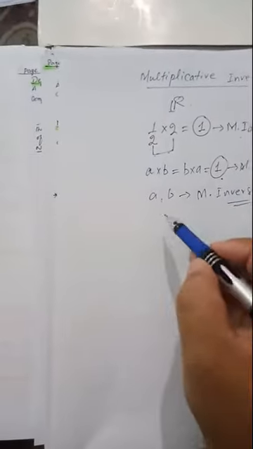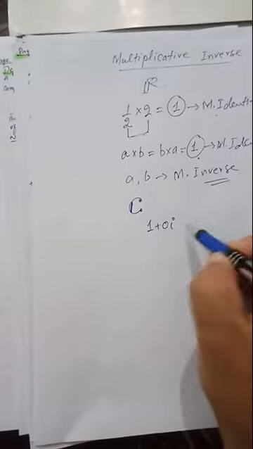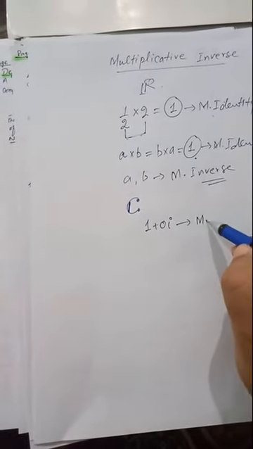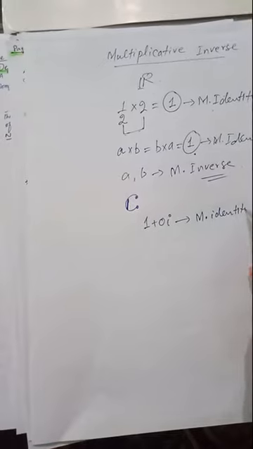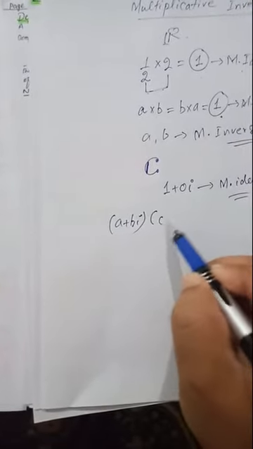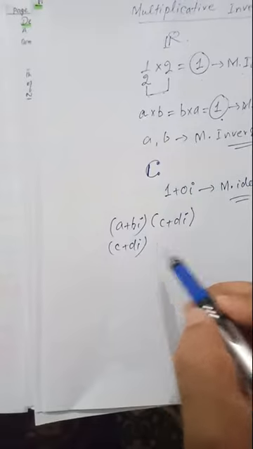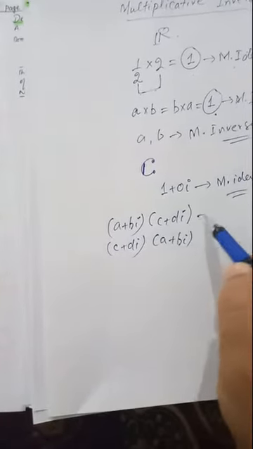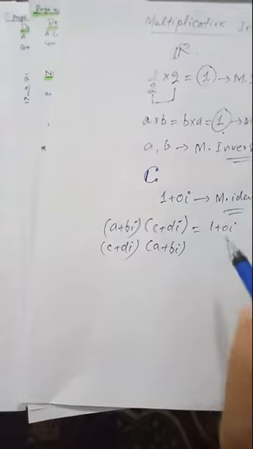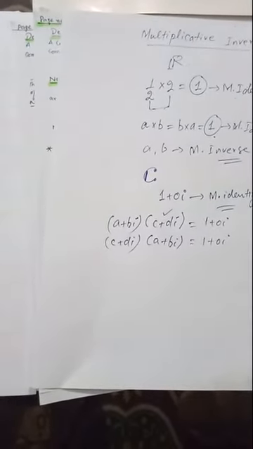Now shift this concept to the complex numbers. You know that 1 plus 0 iota is the multiplicative identity in the complex numbers. So if you multiply two complex numbers, a plus b iota is one complex number, c plus d iota is another complex number. If you multiply a plus b iota from the right or from the left, and from this multiplication you get the multiplicative identity, then you can say that c plus d iota is called the multiplicative inverse of a plus b iota.